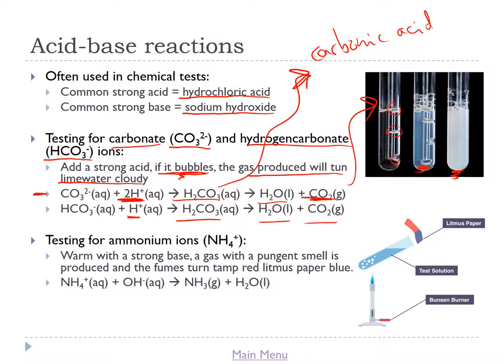And finally, the test for ammonium ions, which are NH4+ ions. Now, what we do here is we add a strong base. Remember, sodium hydroxide is our standard strong base that we'll tend to use. And we will warm it over a Bunsen burner. That's what you can see here. Okay, and you'll get a pungent smell produced. And the fumes, the gas that's causing that smell, will turn damp red litmus paper blue. You can see that happening here. The red litmus is turning blue.